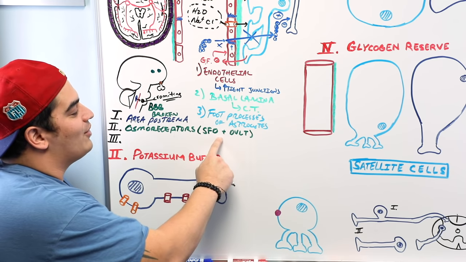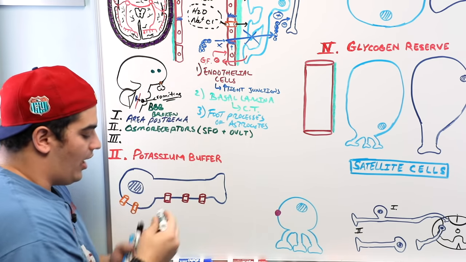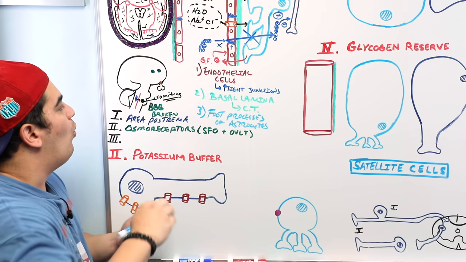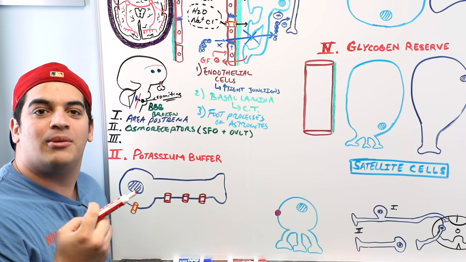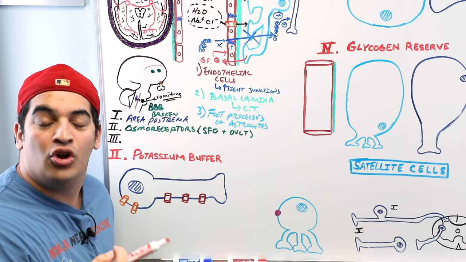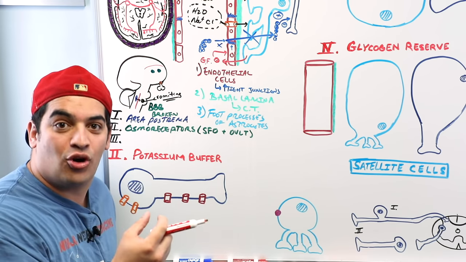Anyway, regardless of all that, they sample the blood. And why is that important? What if the blood is really salty? What if the blood is really sugary? What if the blood is really watered down? We need to take into consideration all of that.